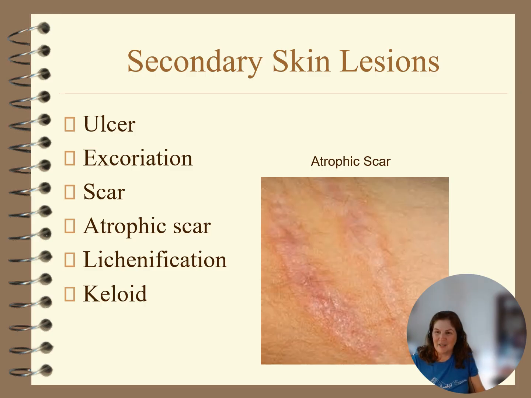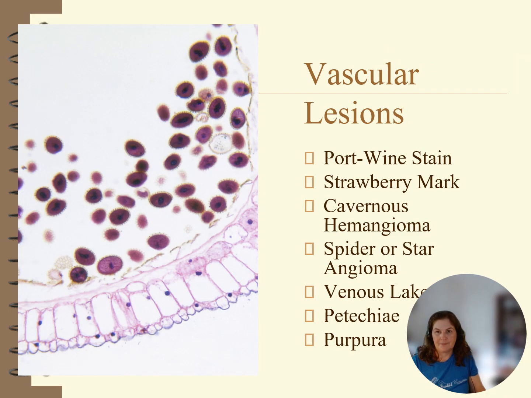Lichenification. Prolonged intense scratching will eventually thicken the skin, like lichen, and produce tightly packed sets of papules. It looks like the surface of moss or lichen. Keloid, that's the hypertrophic scars. The skin is elevated by excess scar tissue. It's invasive beyond the site of the original injury. Higher incidence among highly pigmented ethnic groups, like Hispanics or African Americans.